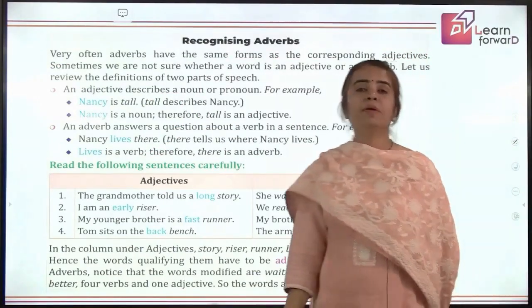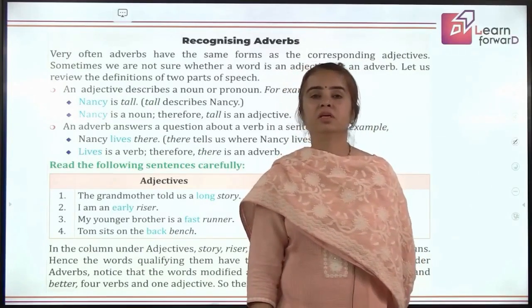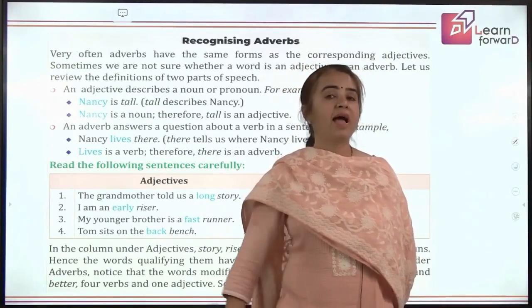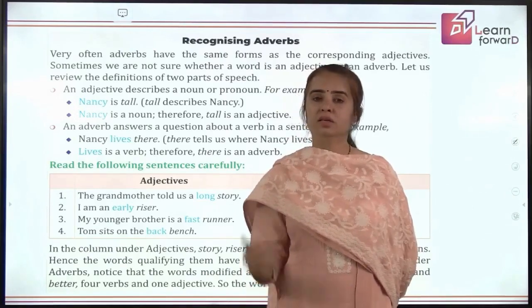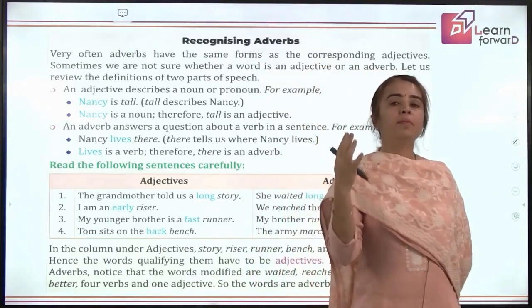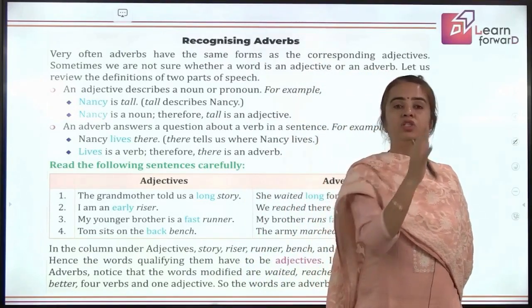Coming to the next topic, recognizing adverbs. There are a few words I have been telling you about in earlier topics also. It is not about putting a word in English under one category.